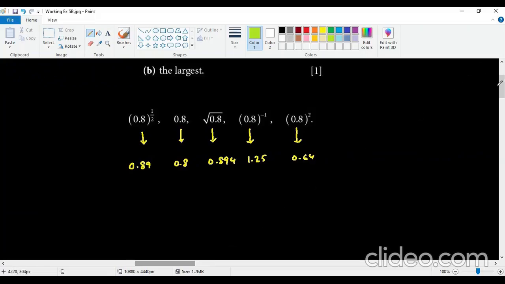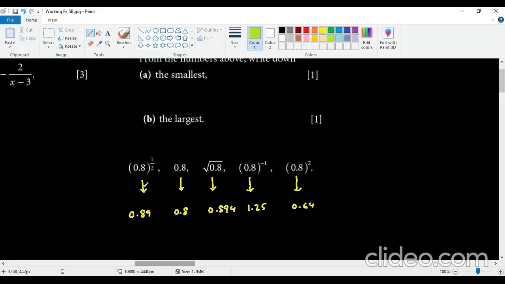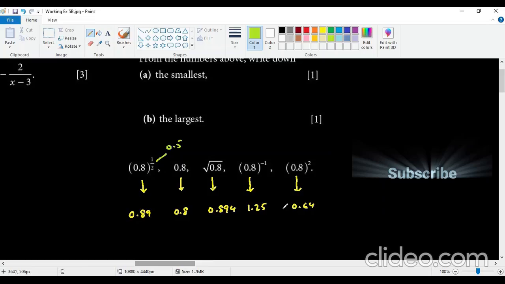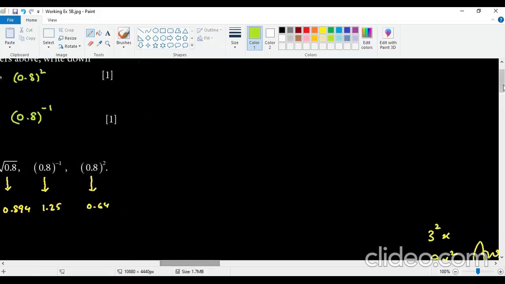Some values are given, and here we need to find out the smallest and the largest. For your convenience, I have already used a calculator and I have found out the value of all these. 0.8 power 1 over 2, in the calculator you can write 0.5 also. So these are the values, and the smallest value is going to be 0.8 whole square, and the largest value is 0.8 to the power negative 1. Now moving on to the next question.